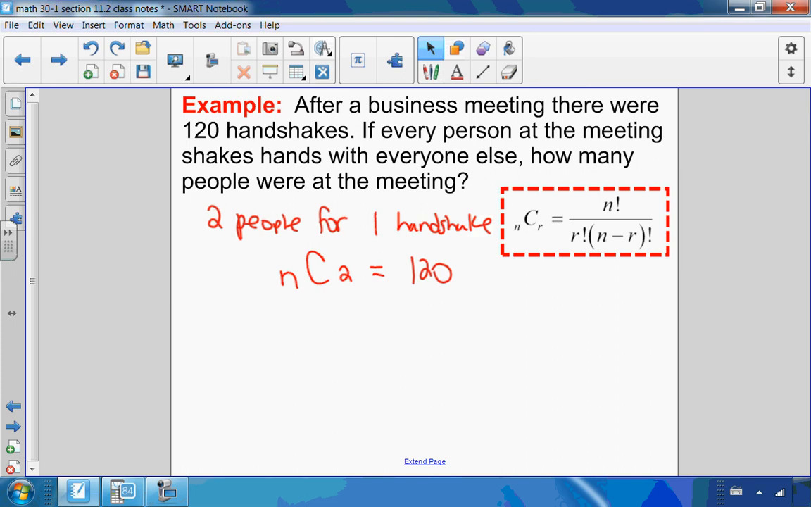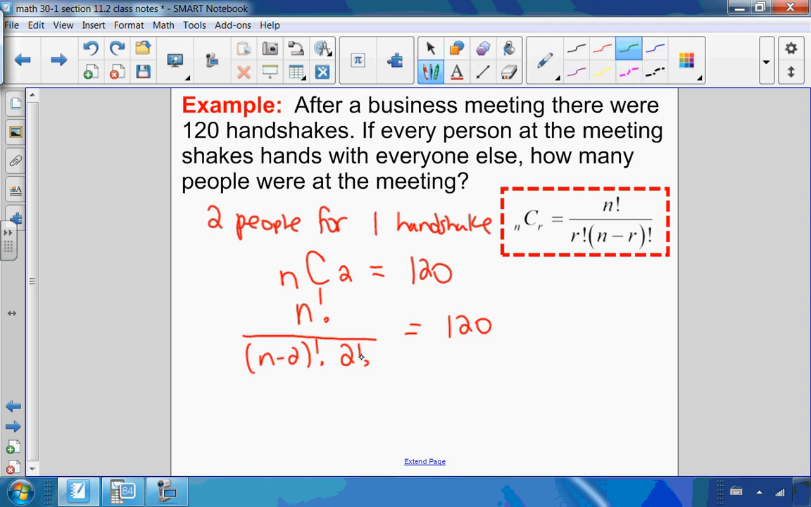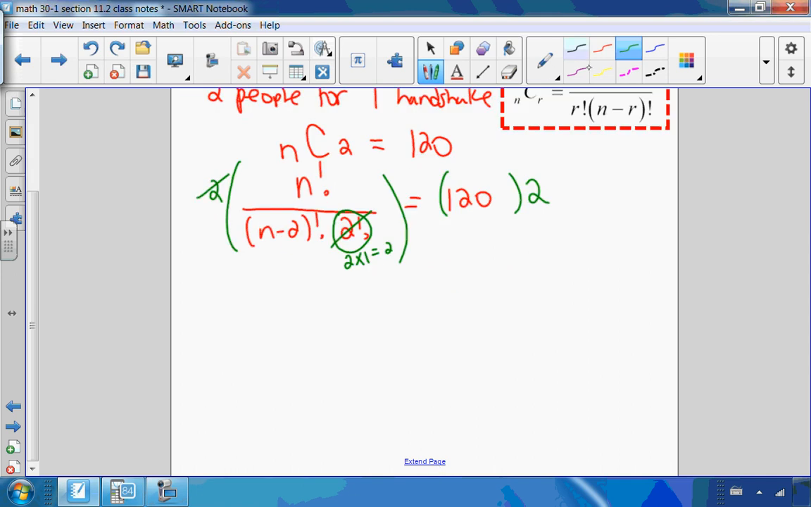So I have your combination formula there. Let's go ahead and simplify it. Using our formula, it's n factorial over n minus 2 factorial equals 120. First thing I noticed down here, 2 factorial, that's just a number. 2 times 1 equals 2. So to get rid of that, I'm going to multiply this side of the equation by 2, and to be fair, this side of the equation too. So I'm going to have n factorial over n minus 2 factorial equals 240.